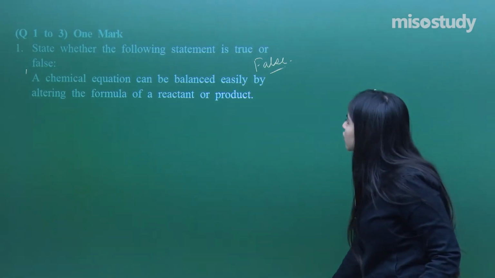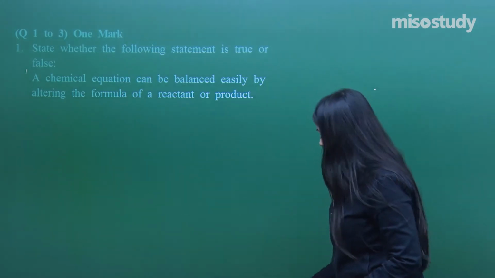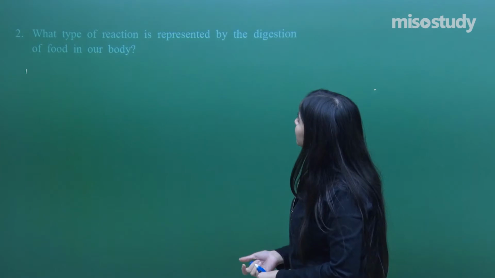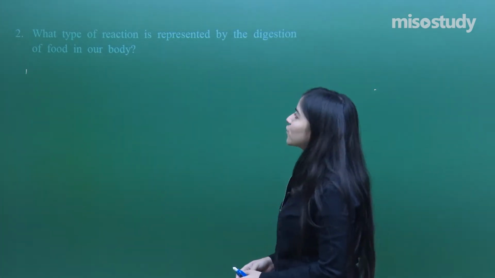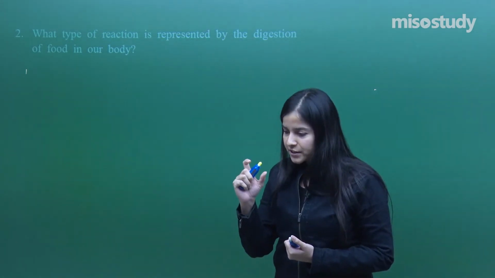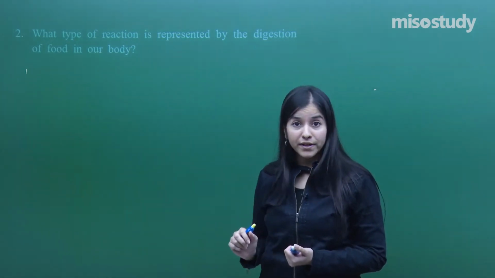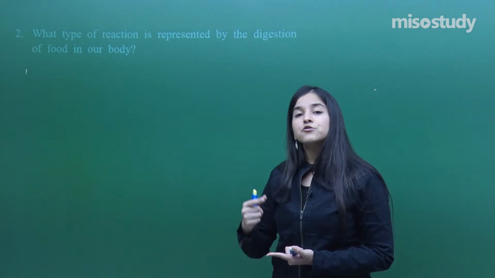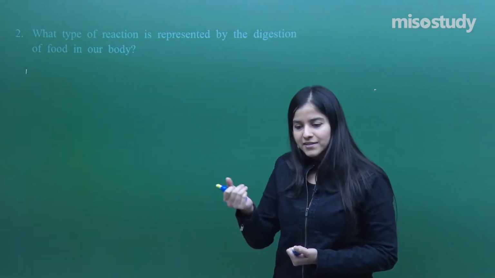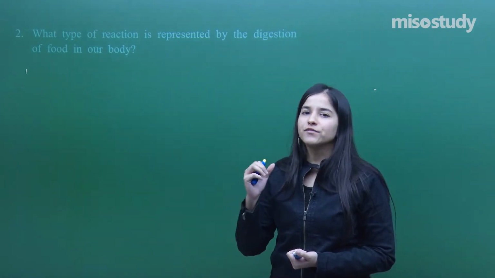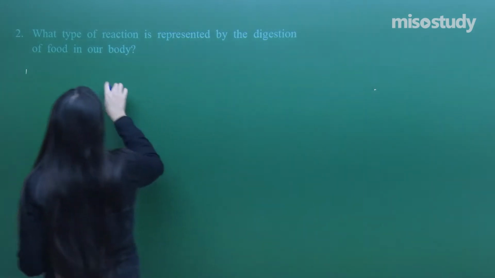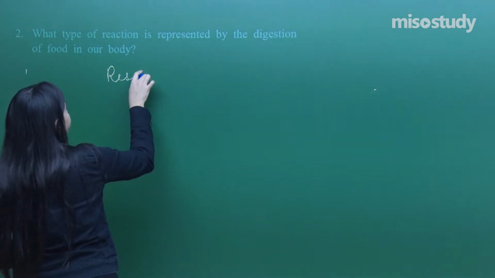Now coming to question number 2, again a 1 mark question. What type of reaction is represented by the digestion of food in our body? Food has to be digested, that means the glucose obtained from the carbohydrates which we consumed reacts with oxygen, and the release of carbon dioxide is the completion of the reaction in the form of respiration. So the reaction over here is known as respiration.